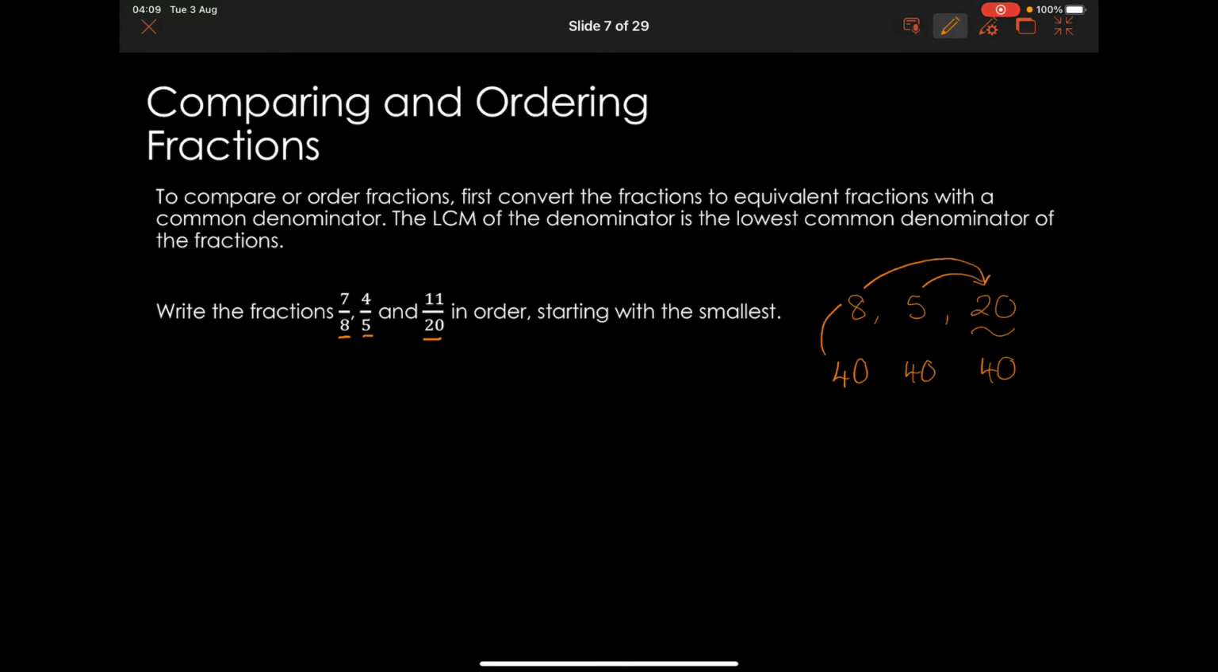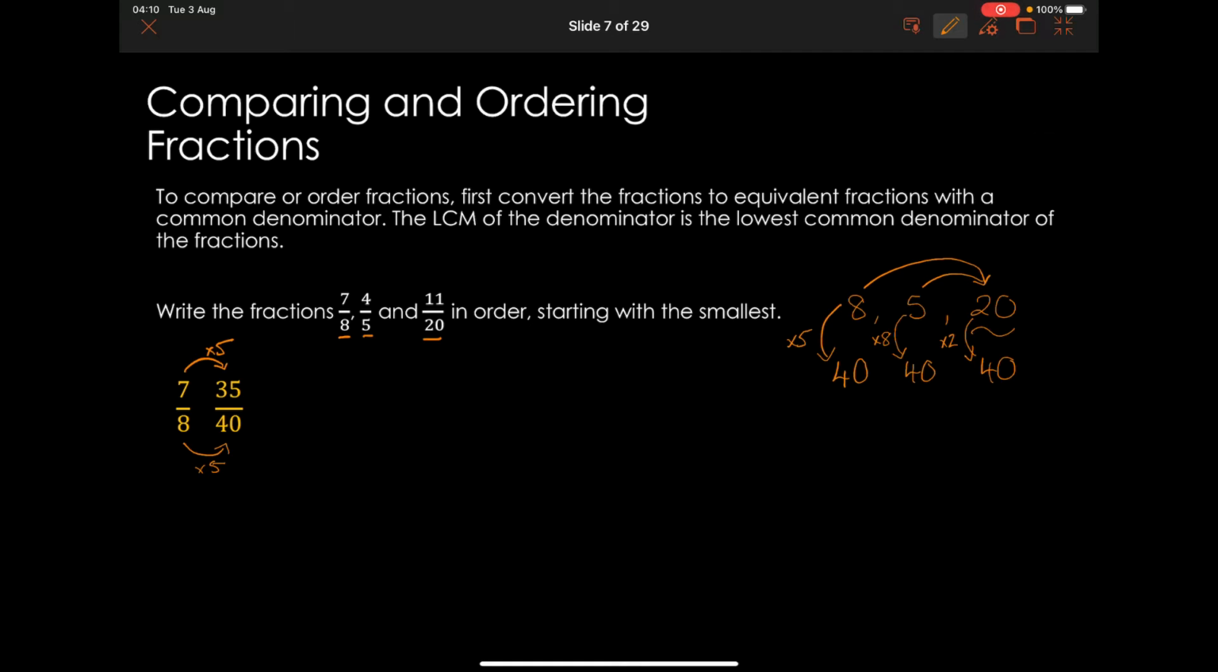So all of these numbers will go into 40. In order to get 8 to 40, I times by 5. In order to get 5 to 40, I times by 8. And in order to get 20 to 40, I times by 2. Okay. So, if we start by looking at 7/8, an equivalent fraction to 7/8 is 35 over 40. And the reason for that is because I've done 8 times 5 to get to 40, and I need to have 40 on the bottom, okay, because that's our lowest common denominator.